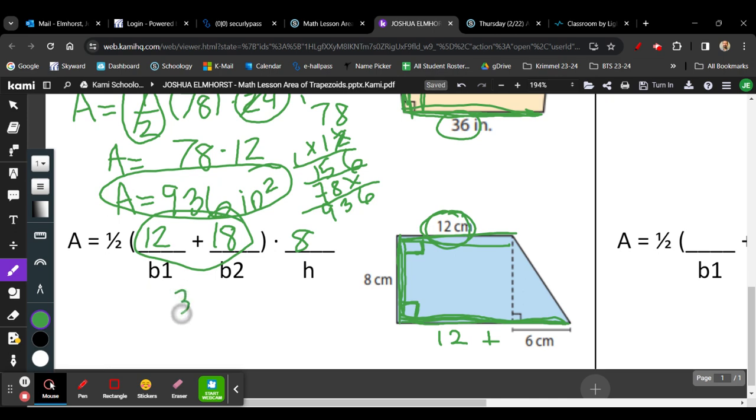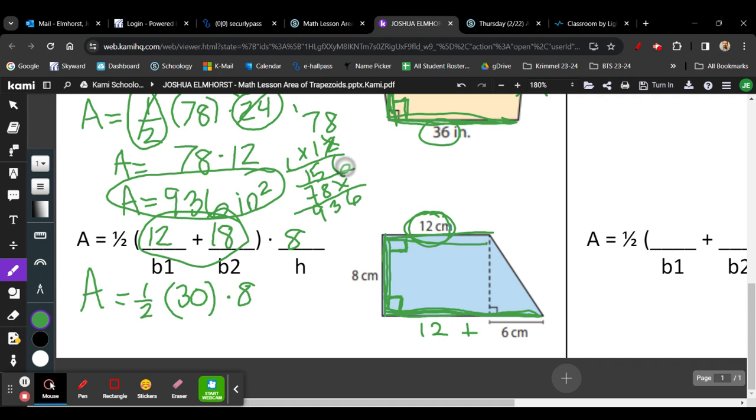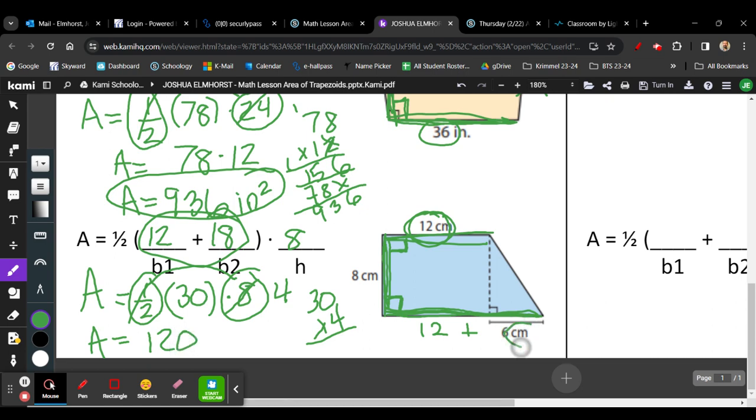Parentheses, 12 plus 8, 30. Do not forget the 1/2. Now you could do half of 30. I kind of like doing half of 8. 8 divided by 2 is going to give you 4. So now you just have 30 times 4. So the area is equal to 120. What's the unit of measure? Centimeters, and area is squared, or a little exponent of 2.